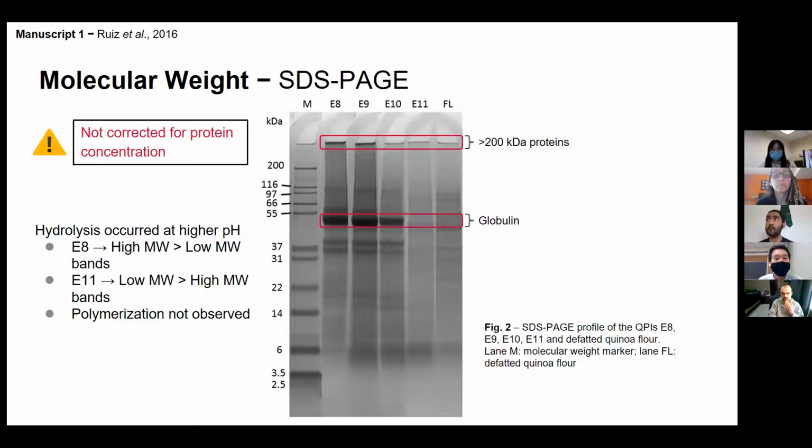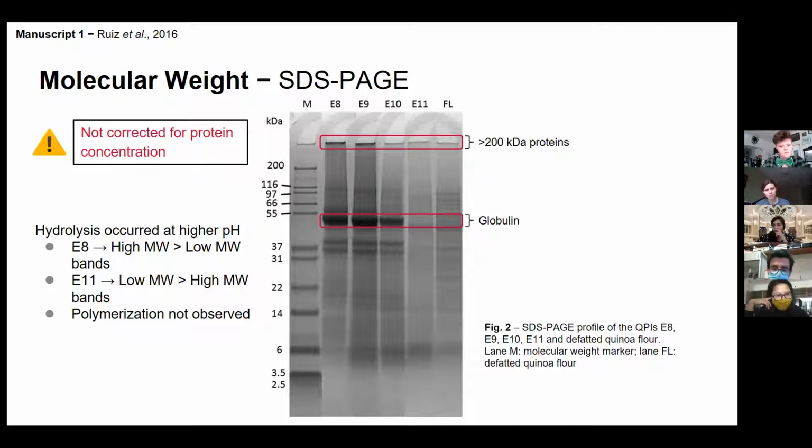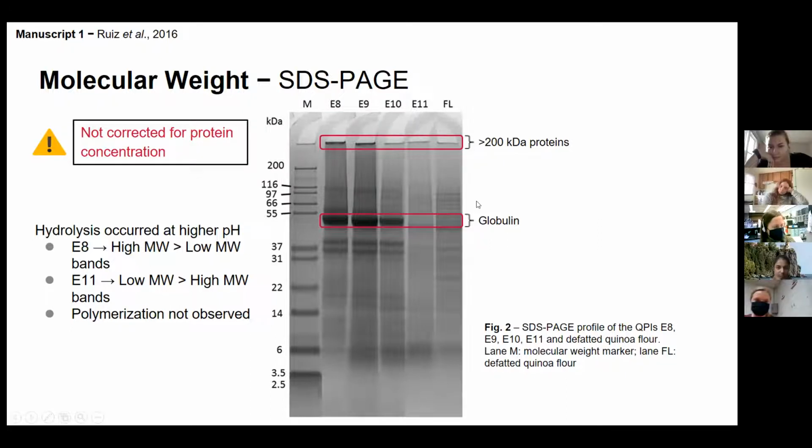And then they measured the size distribution of their isolates. What I want to point out here is that at 50 kDa, we see the globulin bands. Also at 200 kDa, we see these bands that were not able to travel down because they're too heavy. And then comparing the 4 different extraction pH to the defatted quinoa flour, we see that there is an obvious structural difference, just looking at the intensity of the band and also the locations of the band.